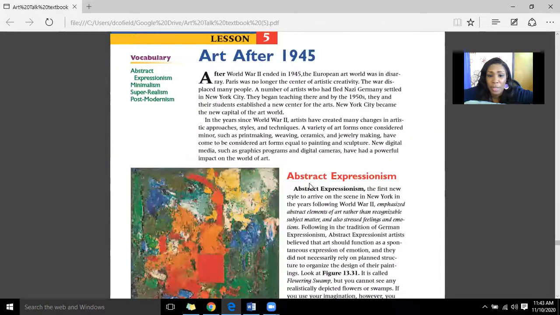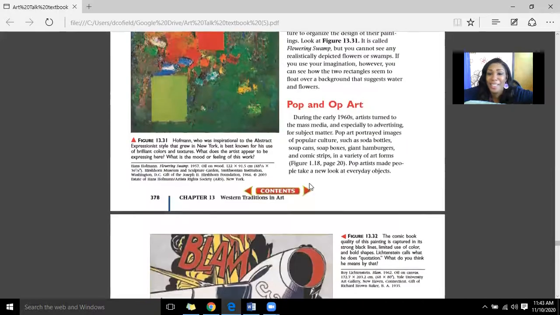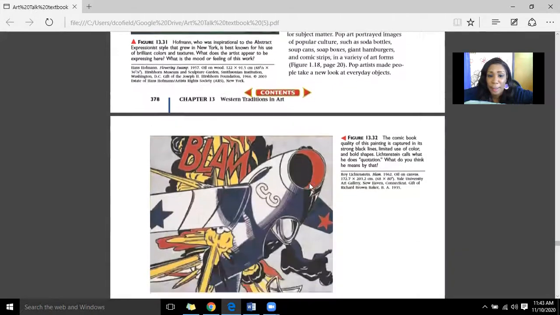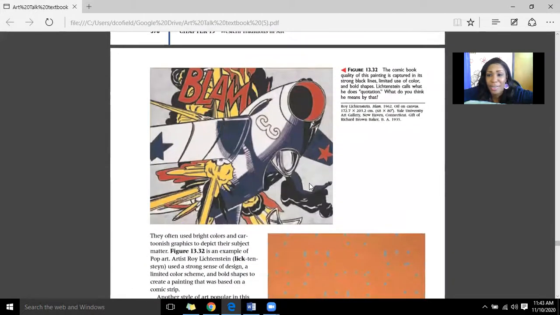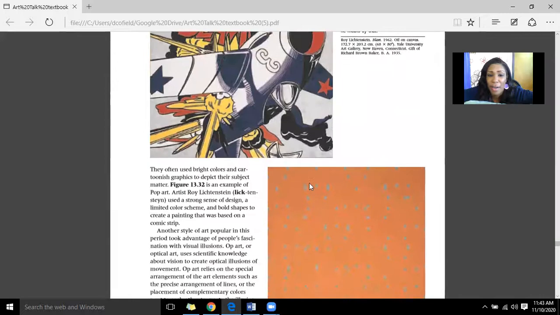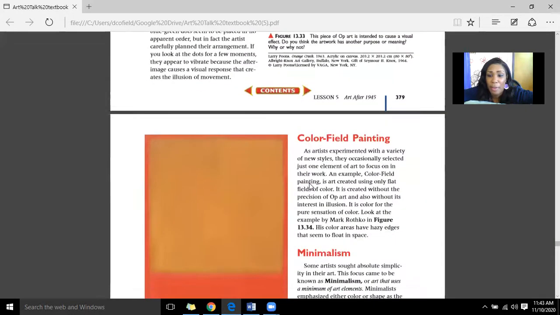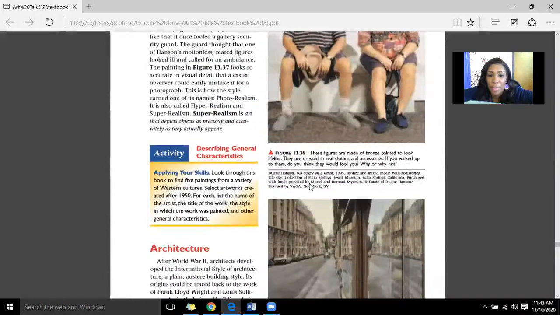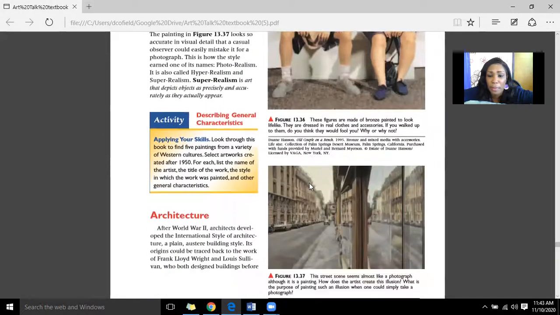And then it goes into art after 1945. Abstract expressionism. That's what you're doing now with the Jackson Pollock piece. So that was really cool. Pop art. We're going to get to pop art soon, which you'll see an example of here, similar to cartoons, a really interesting style. So we may get a chance to cover that before the exam, okay? Minimalism, that's another movement, and super realism, okay?